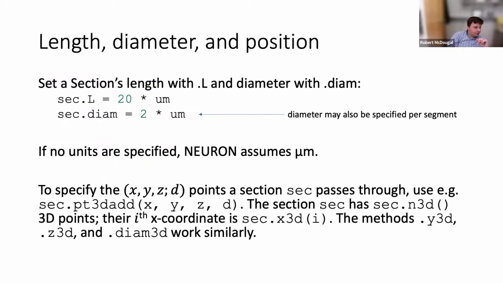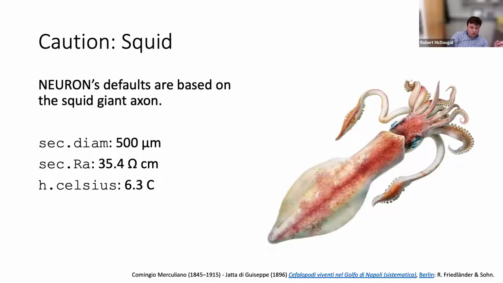And so that gives us this. And I really don't want to belabor this too much. Units are your friend. The one thing that I will warn you about: NEURON's default values are based on the squid giant axon. Why? Because that's what Hodgkin-Huxley used. However, the squid giant axon turns out was not small. So the default section diameter is 500 microns. The default axial resistivity is 35.4 ohm centimeters. Default temperature assumption, 6.3 degrees Celsius. None of these are likely to be very useful in a mammalian context. So if you're thinking about mammals, you probably need to think about changing these values.